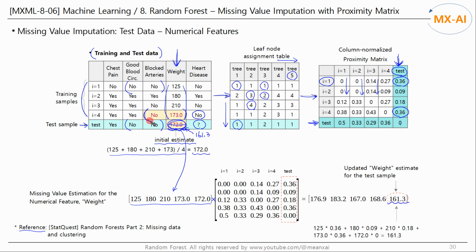When estimating missing values in the training samples, we repeatedly retrain the random forest, construct a new proximity matrix, and update the estimates. For test samples, however, we do not repeat this process. This is because test samples cannot be used for training. Therefore, the updated value of 161.3 becomes the final estimate.